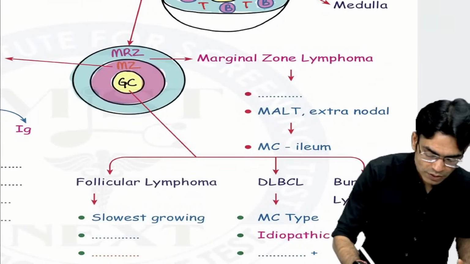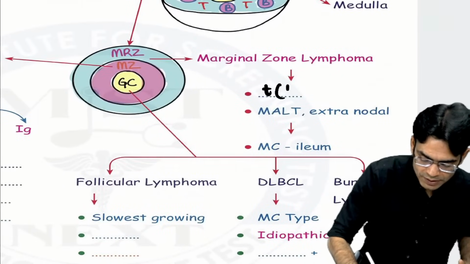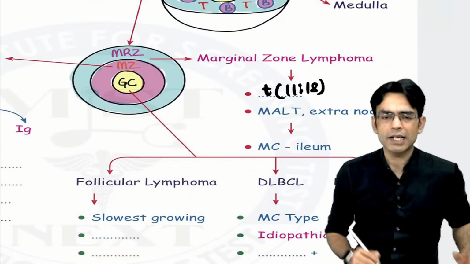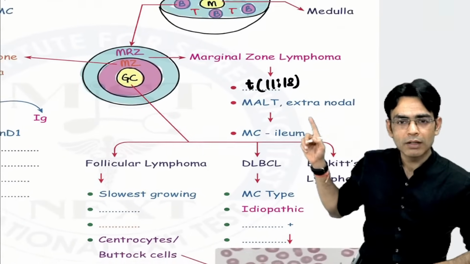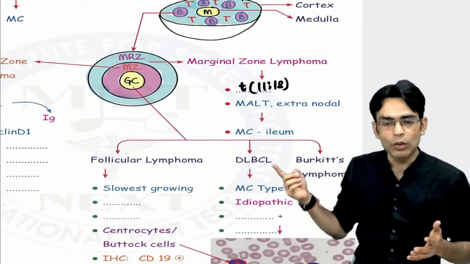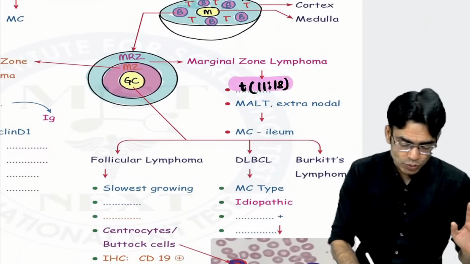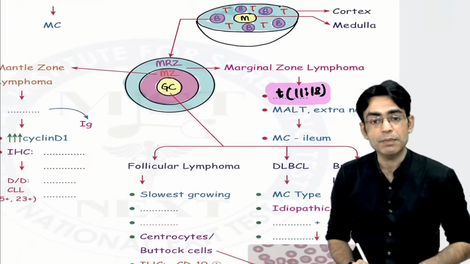तो इसका जो ट्रांसलोकेशन है, दिस इज योर 11-18. ठीक है. दिस इज ऑल्सो कॉल्ड एज MALToma. तो MALT टिश्यू में होता है तो MALToma भी बोलते हैं इसको. स्टमक, इलियम इस जगह दिख सकता है. इतनी बात याद रखनी है दैट द ट्रांसलोकेशन इज 11-18. ठीक है, सबसे बाहर वाला है.